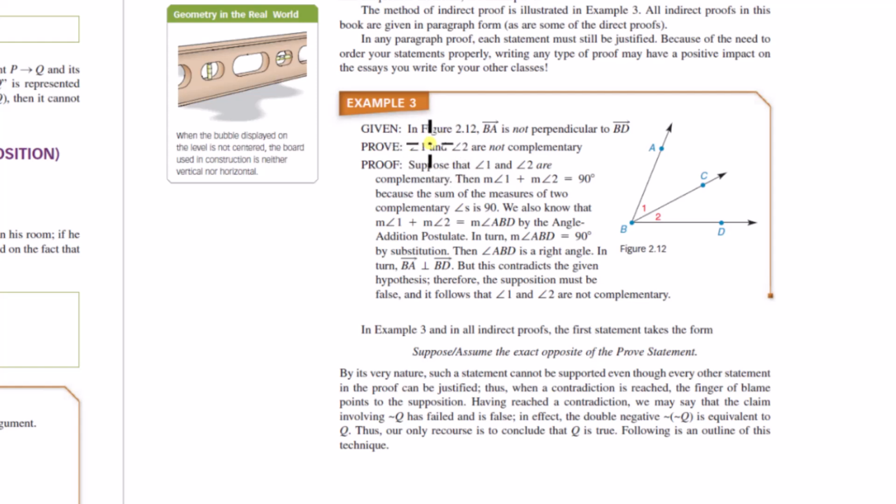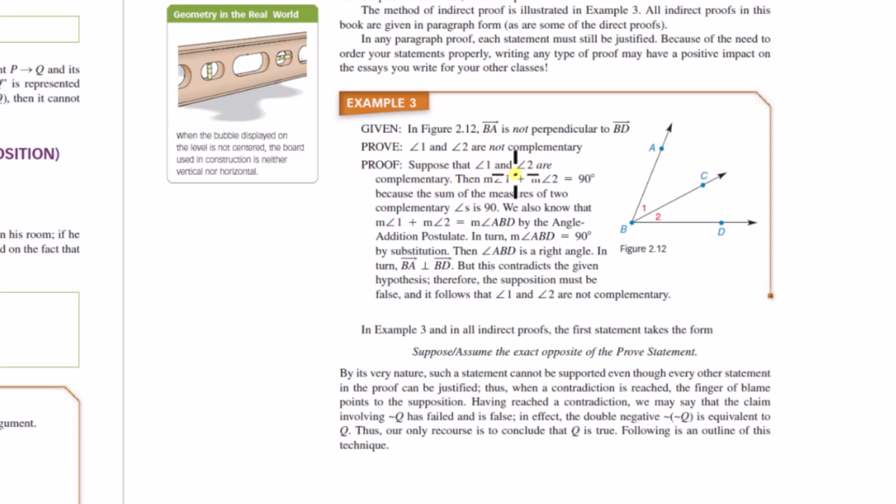In figure 2.12, ray BA is not perpendicular to ray BD. Prove that angle 1 and angle 2 are not complementary, that angle 1 and angle 2 don't sum to 90. So the first thing that you do in an indirect proof is you're going to suppose that and state the opposite of the proof statement.